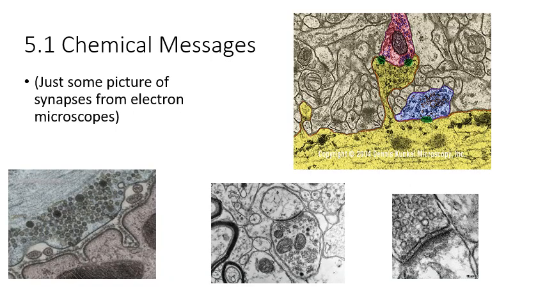And these are just some pictures of synapses from electron microscopes. So these little things that look like bubbles are vesicles, and these contain neurotransmitters in the presynaptic cell. And these gaps you see between the cells, that's the synaptic cleft.